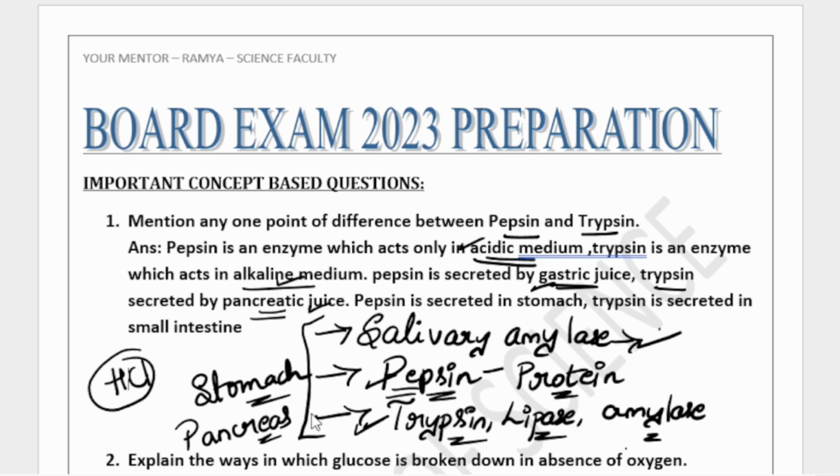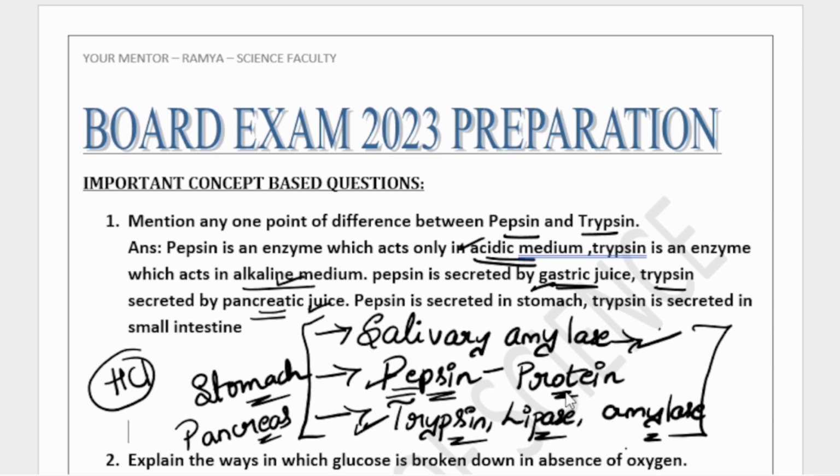Okay. So these many things you have to know when we talk about pepsin and trypsin. And apart from this, you also got extra knowledge about the enzymes which you have to learn with respect to examination point of view. Yes, I hope you found this entire concept useful now.